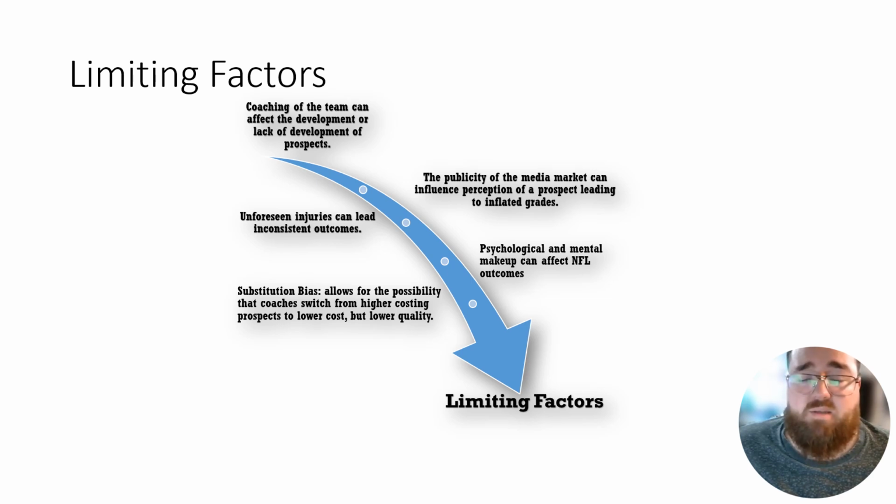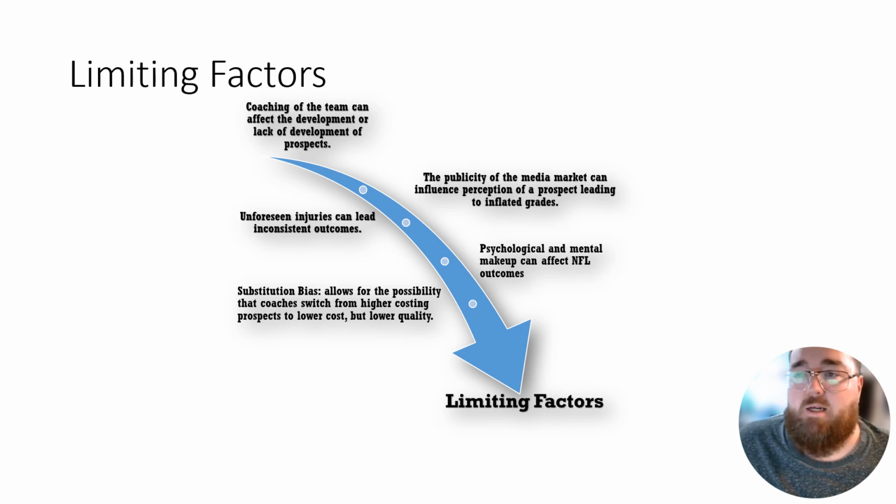This allows for the possibility that coaches switch from higher costing prospects to lower costing prospects, but lower quality. So this deals with the fact that an NFL team might have a prospect that is really good, but they want to move on from that prospect because they can't afford them. And this happens in the NFL a lot.